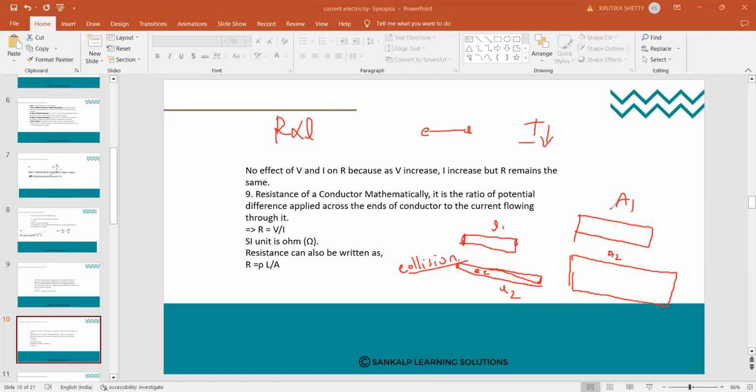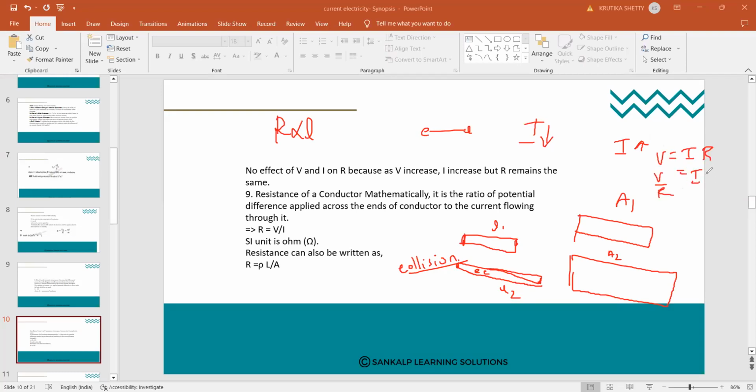What happens in the case of the area? Look here, the two areas are different. In the first figure and the second figure, since the A2 area is more, the electrons are free to move. When they are free to move, the energy loss is less. When the energy loss is less, the current value will be more, according to your V is equal to IR expression.